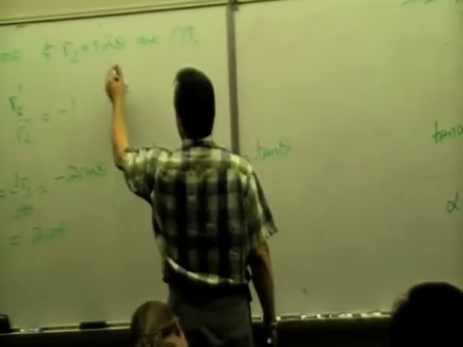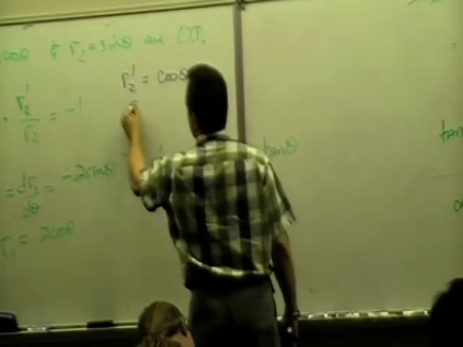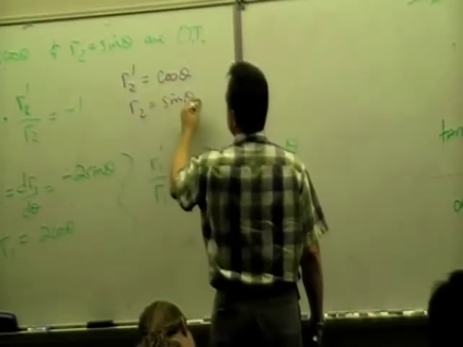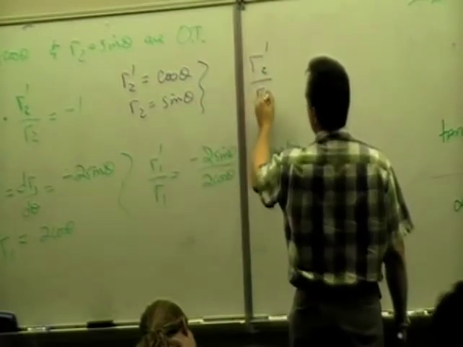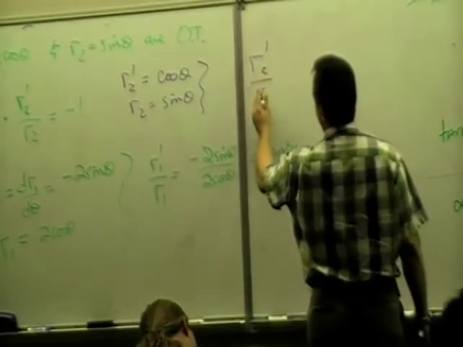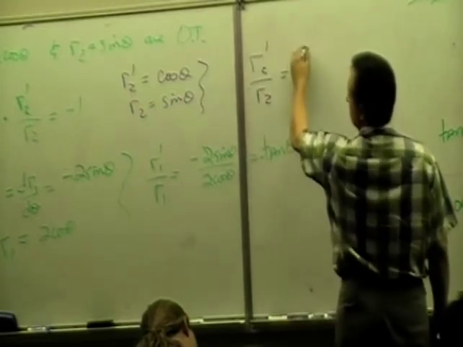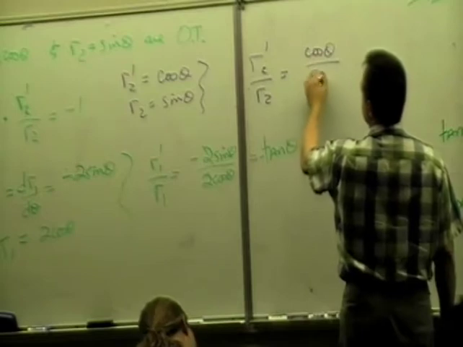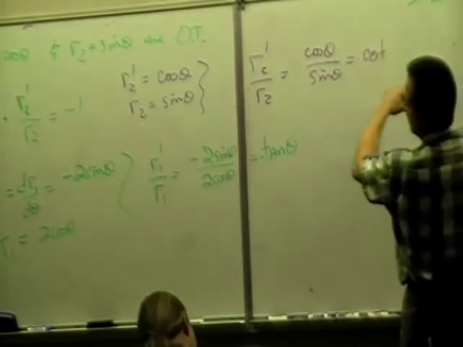What's r2 prime? Cosine theta. And r2 is equal to the sine of theta. Put r prime 2 over r2. And what do you get? Cosine theta over sine theta, which is the cotangent of theta.